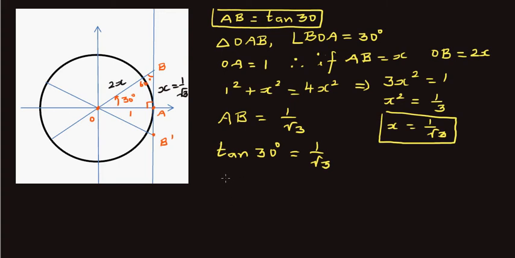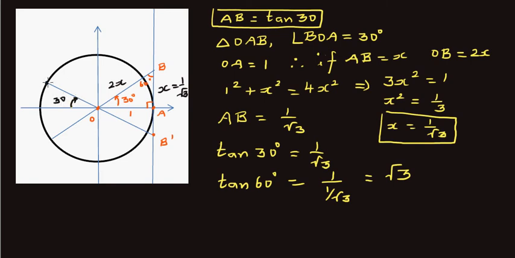Okay, so what is tan 60? Tan 60 is opposite over adjacent. The opposite of 60 is 1. So that is 1 divided by 1 over root 3, and 1 divided by 1 over root 3 is root 3. So tan 30 is 1 over root 3, and tan 60 is root 3. So if this is 30 degrees, this angle is also going to be 30 degrees.